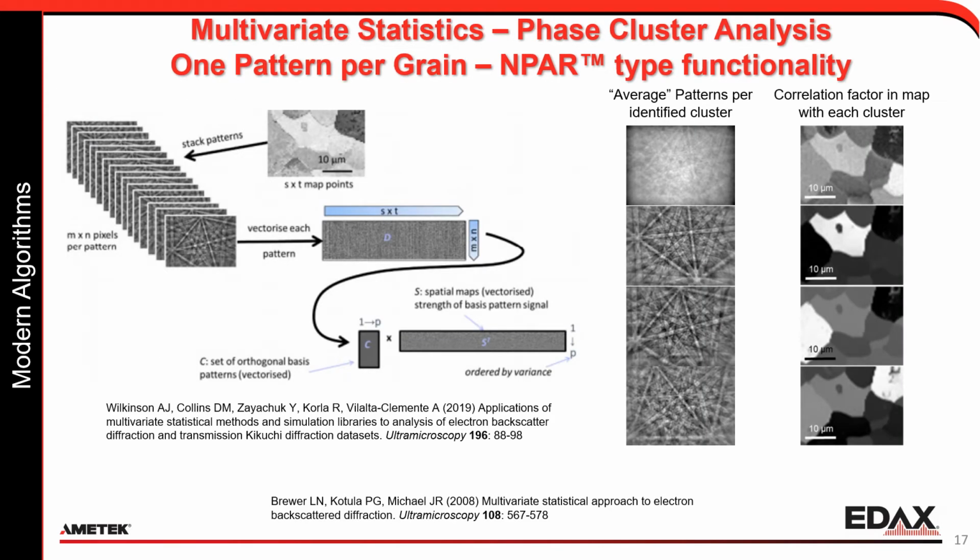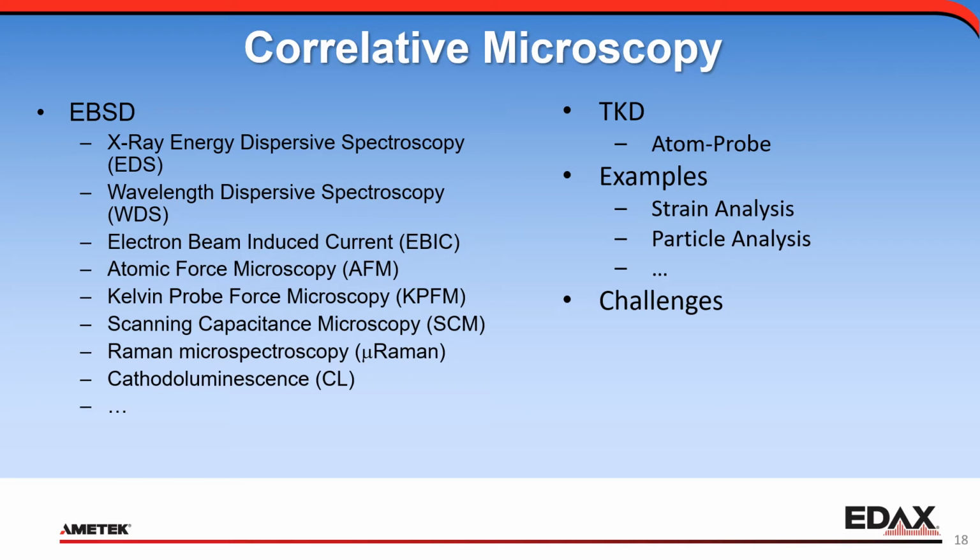Another example is the use of multivariate statistics, component analysis, or phase cluster analysis, if you will. There we get one pattern per component, or in this example, it's per grain, but there may be other ways to look at that. And this kind of analysis could really help us get better patterns through averaging within specific features, but there are certainly other applications. One area that has seen widespread growth is coupling EBSD with other analytical techniques to get a better understanding of various materials science problems.